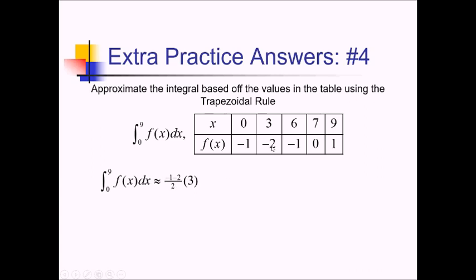After that, I've got -2 plus -1 over 2 times a height of, it looks like 3 again. And then we've got -1 plus 0 over 2 times a height of, this time from 6 to 7, we have a height of 1. And then finally, we have 0 plus 1 over 2, and then we're multiplying that by a height of 2. So we could leave it unsimplified. I'm going to plug it in the calculator just to see what it comes out to.